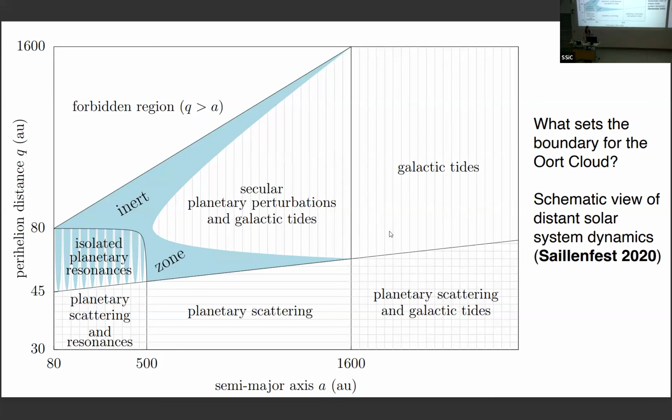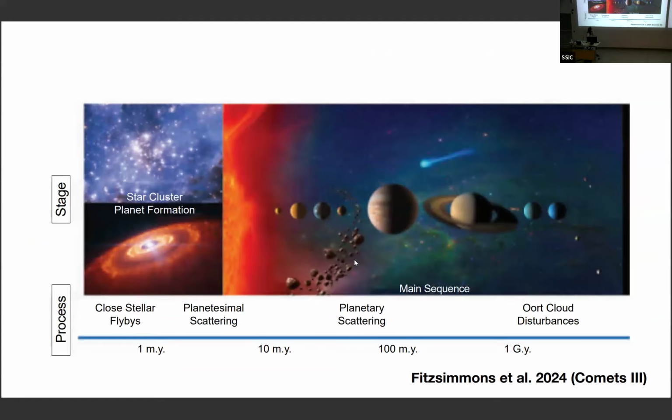And of course, when the sun formed and it was in its birth cluster, you had the cluster dynamics to deal with. So what's kind of fun about the distant part of the scattering population in the Oort cloud is that it's not just recording what's going on in today's solar system and today's galactic environment, but it also has some sort of record of what was going on in the early solar system.